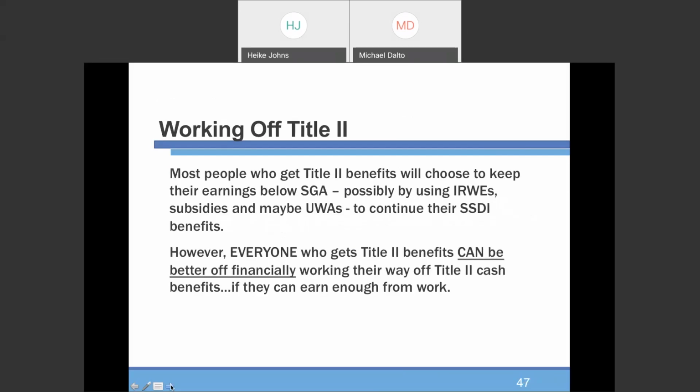And now let's talk about working off Title II benefits. As we've said before, most people who get Title II benefits are going to choose strategies to keep their earnings below SGA, possibly with the help of IRWEs, subsidies, and maybe unsuccessful work attempts, so that their Title II benefits will continue rather than being reduced to zero. But it's also true that everyone who gets Title II benefits can be better off financially working full-time without Title II benefits than working below SGA and keeping Title II benefits if they're able to earn enough from work.